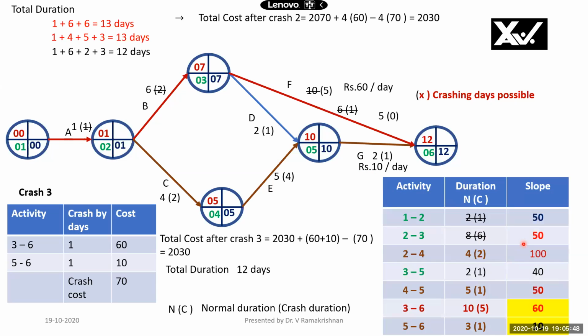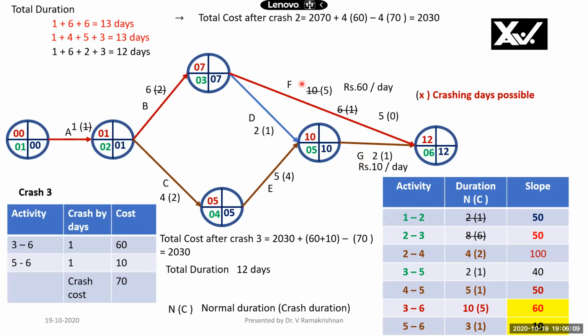Please note that here I have shown the crash cost for these activities C, E, and G. Activity C is nothing but 2, 4. We'll see 2, 4 here: 100 rupees crash cost, and 4, 5 is 50 rupees, and 5, 6 is 10 rupees. Therefore, I have to consider the least cost slope, which is activity G.